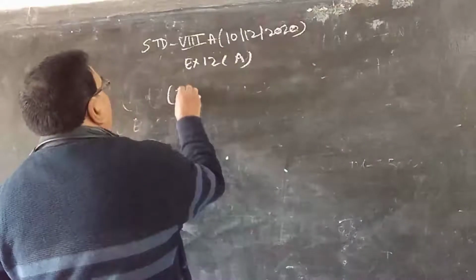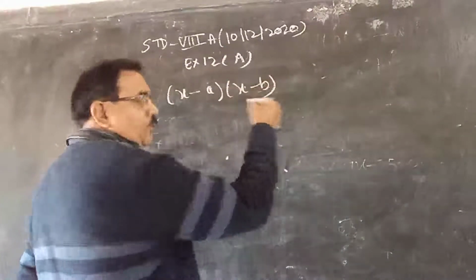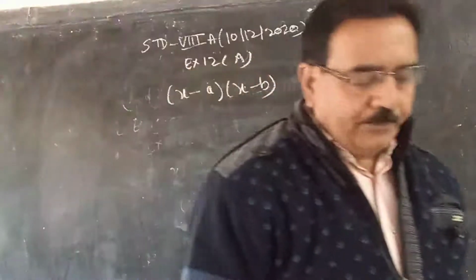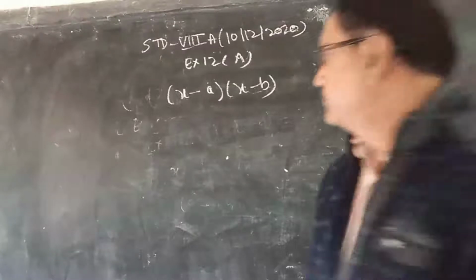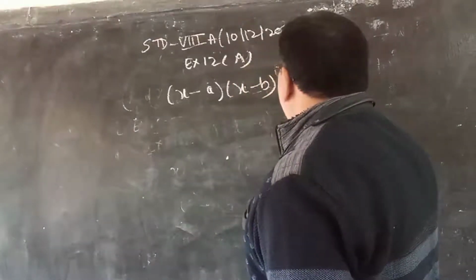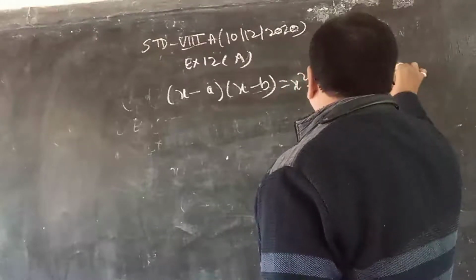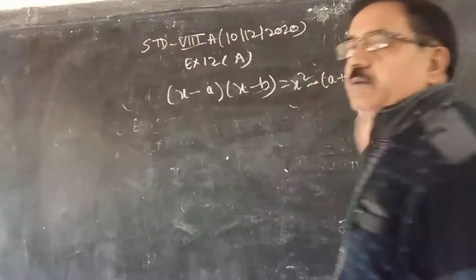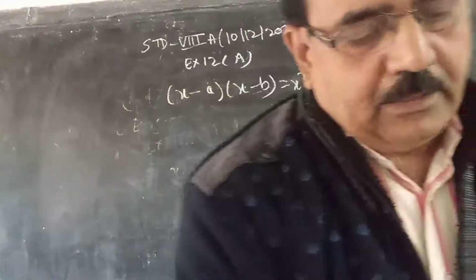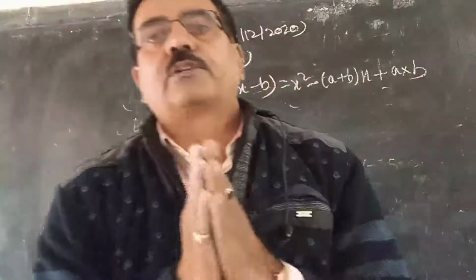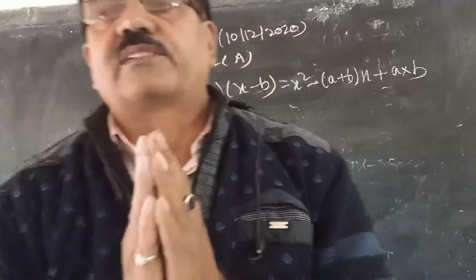One more formula: (x - a) and (x - b). Both have a negative sign. Then what is the result? x² - (a + b)x + a·b. Is it clear? So by using the formula or multiplication you can solve the question. So solve at least 7 to 8 questions from the exercise. Thank you.